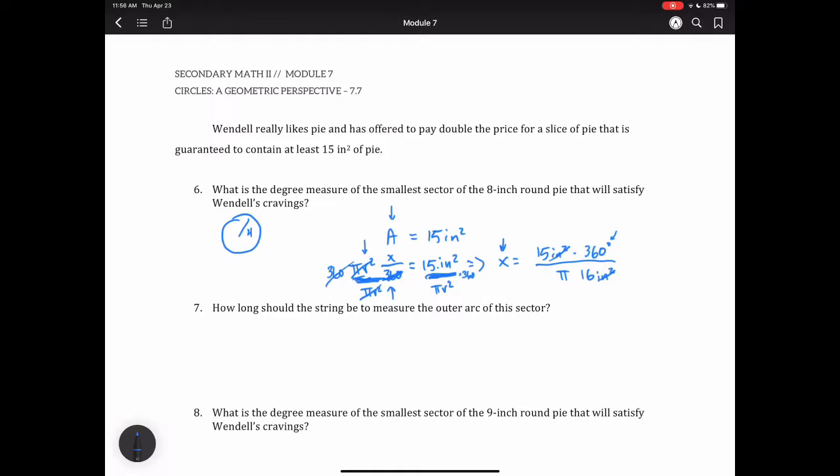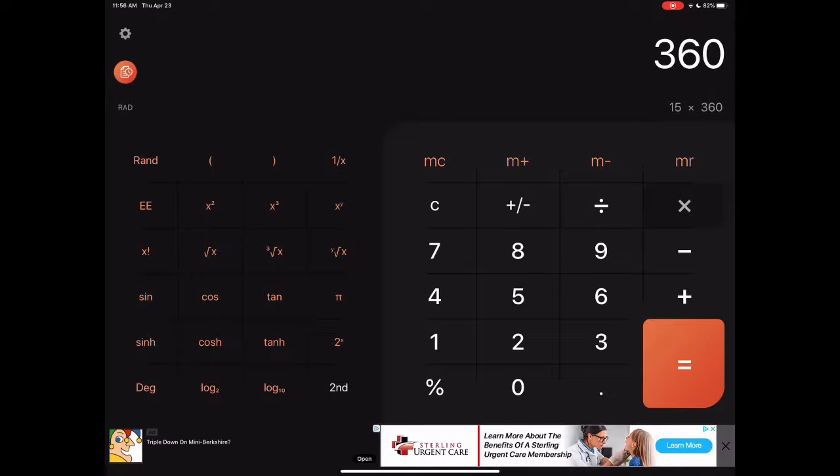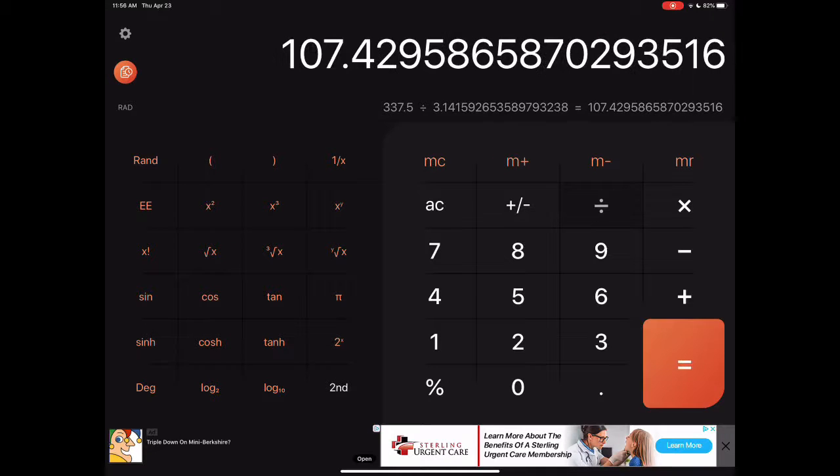So let's plug that into my calculator. I have 15 times 360, and I'm going to divide that by 16 and divide that by pi. So I get a degree measure of 107.43 degrees.